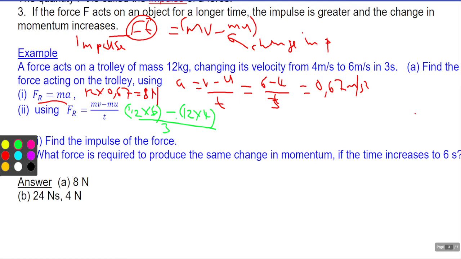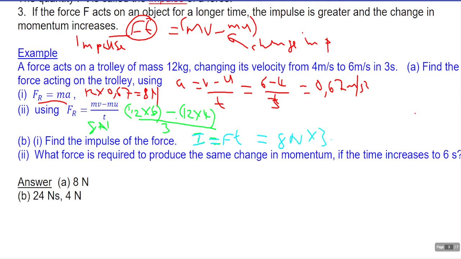Right? So 72 minus 48 over 3, that's still going to give you the 8 newtons there. So whichever method you use, you still get the 8 newtons. Then the question goes on to say, find the impulse of the force. Now impulse is equal to force times time, which is going to be equal to the force 8 newtons times the time 3 seconds. That gives you 24 newton seconds.